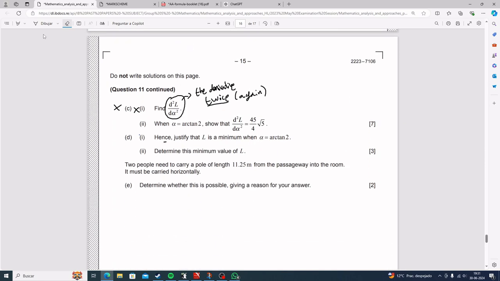Wow, that was crazy. But it is worth 7 points, so fair is fair, right? Then they tell us that when alpha equals arctan 2, show that this equals that.